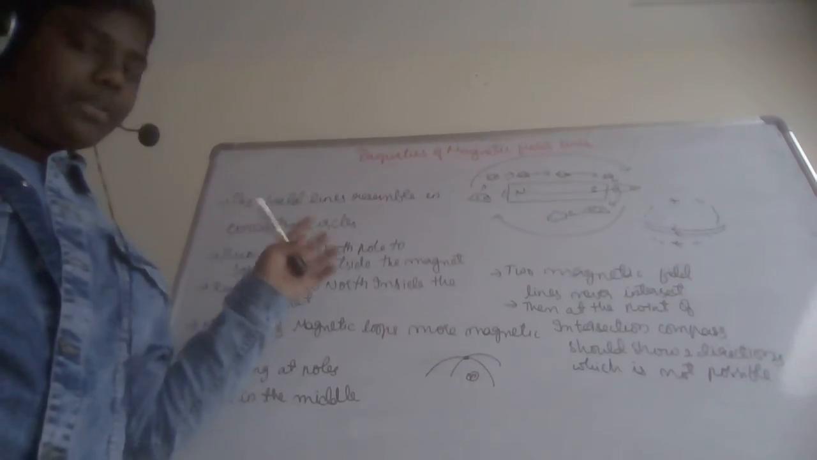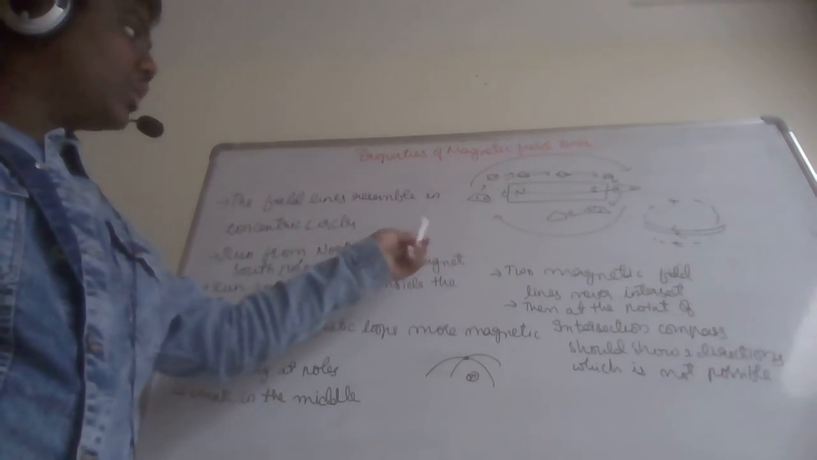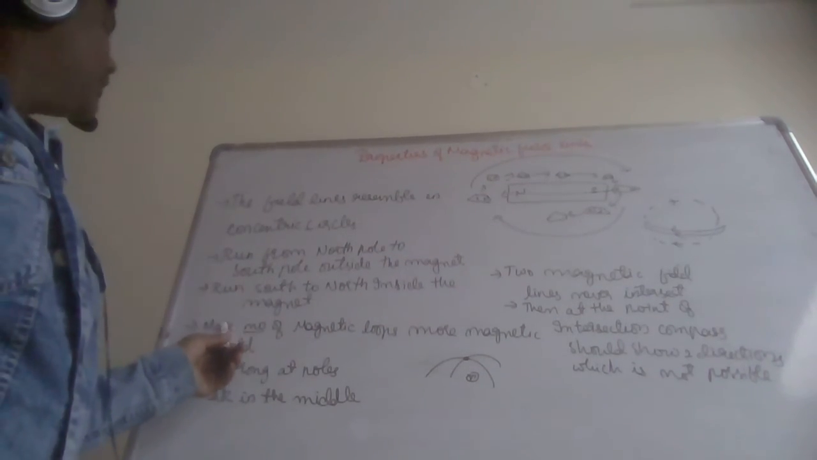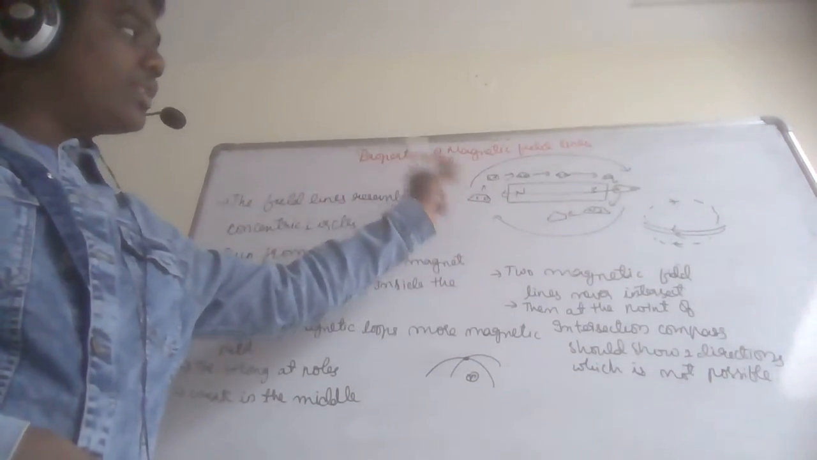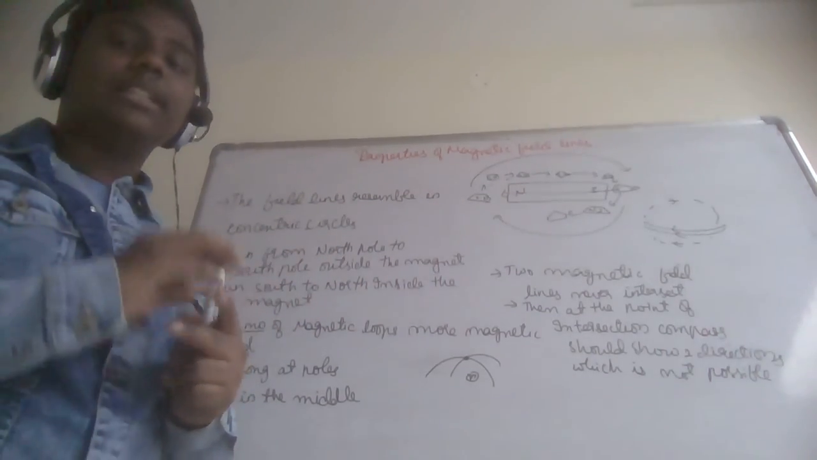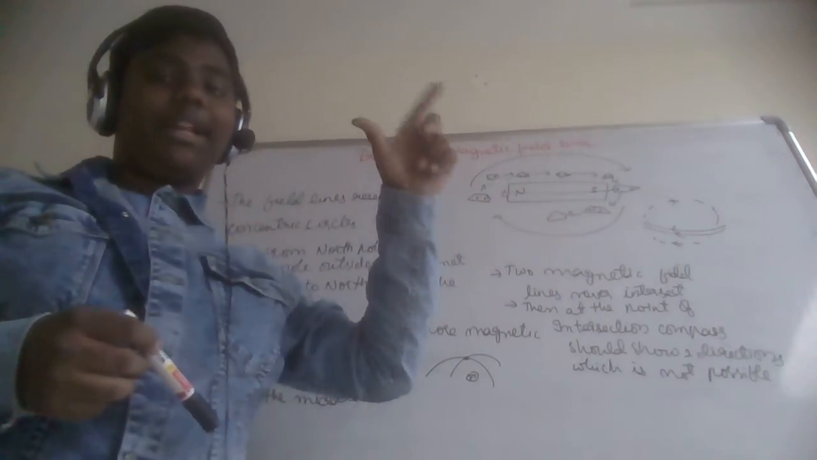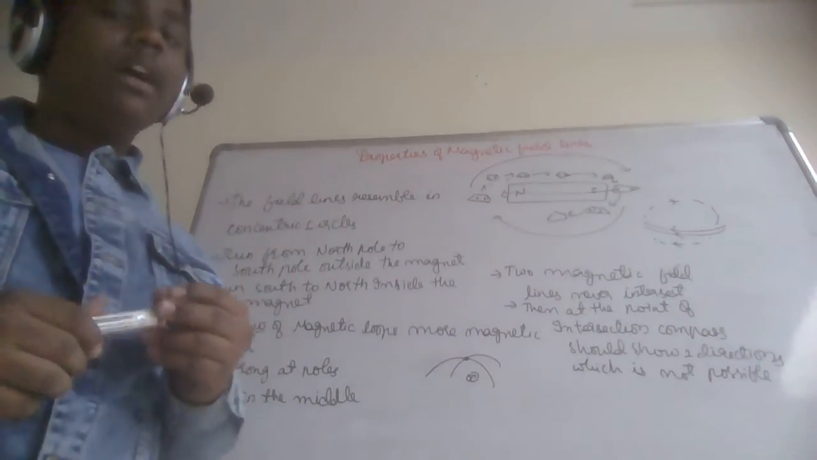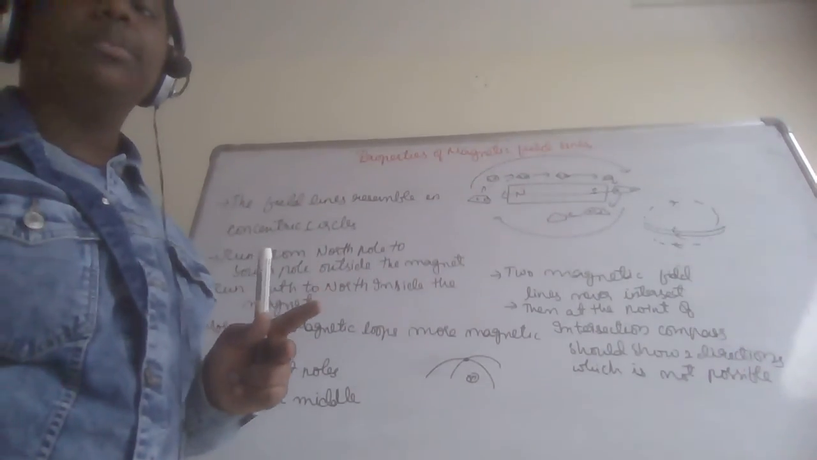So once again, the properties of magnetic field lines: the magnetic field lines are concentric loops, they run from north to south outside, inside they run from south to north, and if the number of lines increases, then the strength of the magnet is increasing. More loops means the magnet is stronger. The magnet is stronger at the poles, weaker in the middle, and the two magnetic field lines never intersect, because at the point of intersection the compass would need to show two directions, which is not possible by the compass.